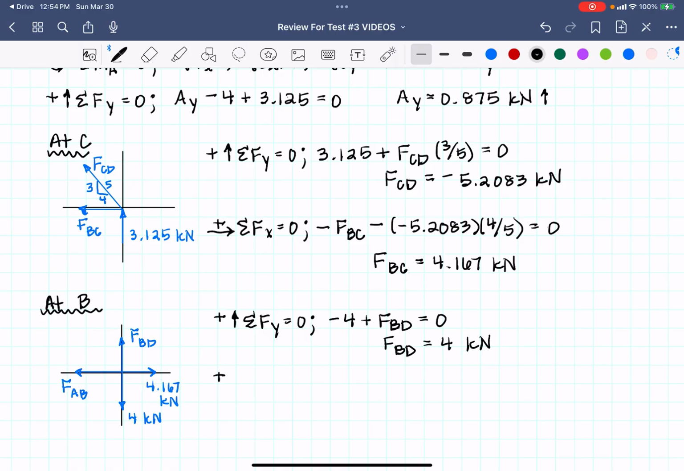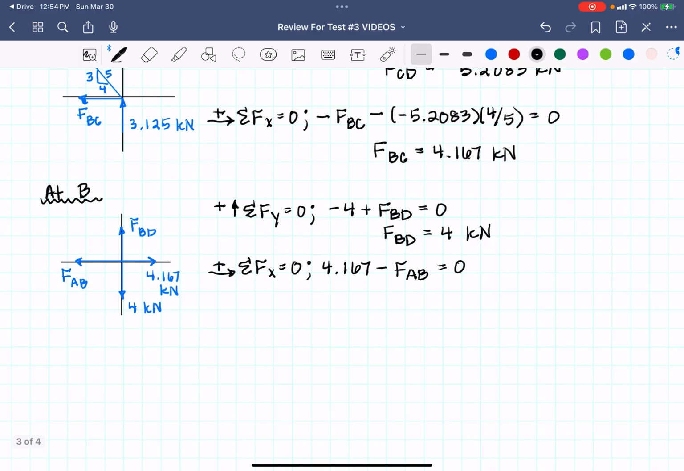Then if I do the horizontal, the sum of the forces in the x direction equals 0. I'm going to have 4.167 minus FAB equals 0. So I'm going to get that FAB equals 4.167 kilonewtons. It is also positive, so it is in tension.